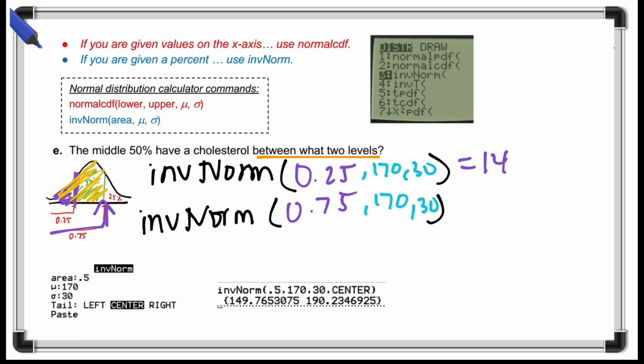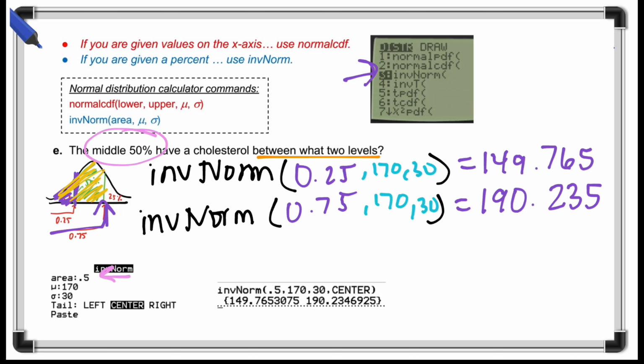Now, when you get your two values, you're going to get 149.765. And then the second value you are going to get is 190.235. So again, you're just going to have to do this twice, but you'll still get the same answer. So with choosing option number 3, again, some of you will be able to choose the tail that you're looking at. So you would still do the same process. You're looking at the middle 50%, so the area that you are choosing is the 0.5, and then you're going to be able to choose the center. And then when you type this in your calculator, you get the exact same numbers here. There is just a space between those numbers.